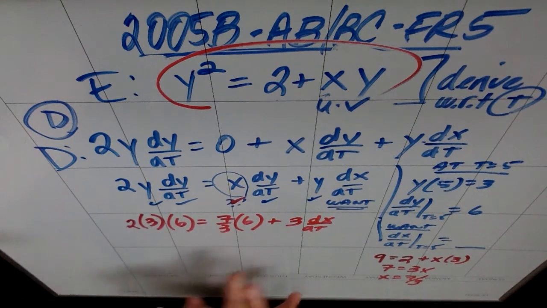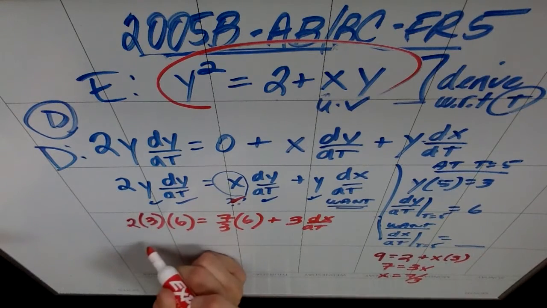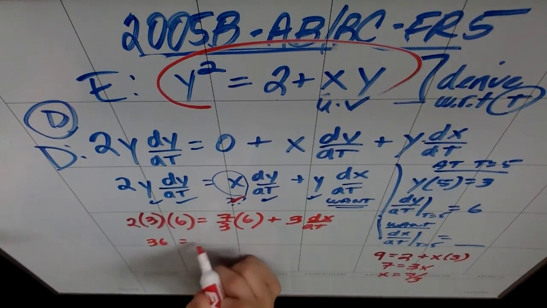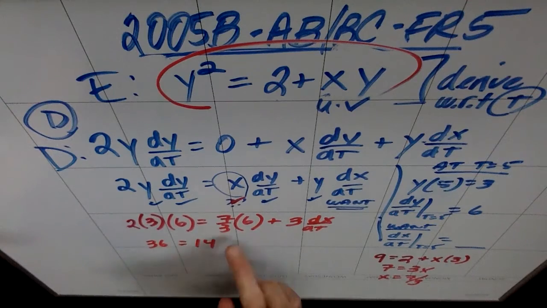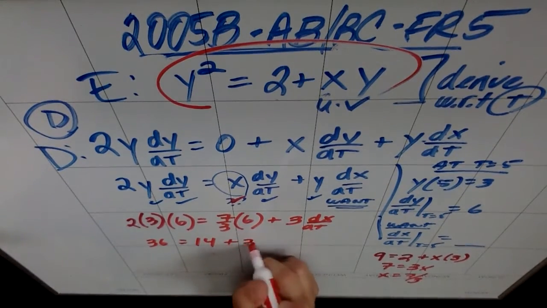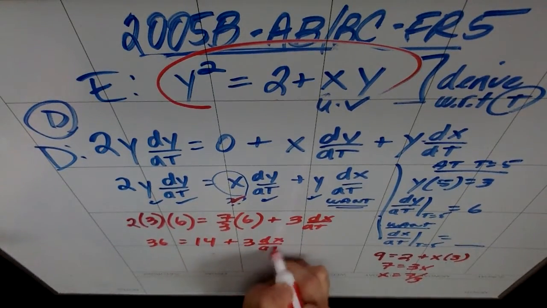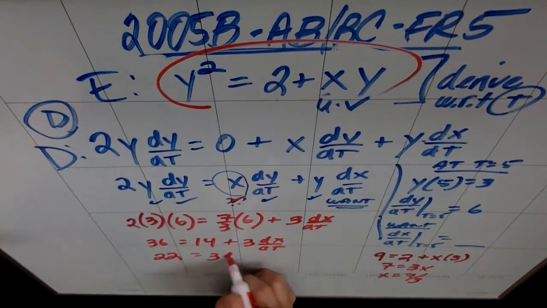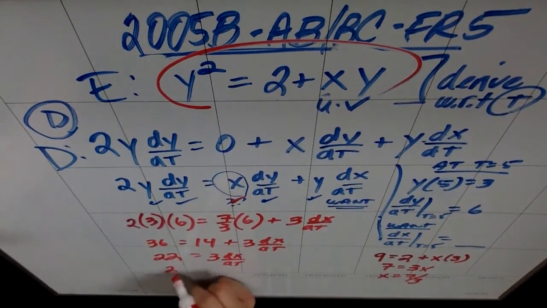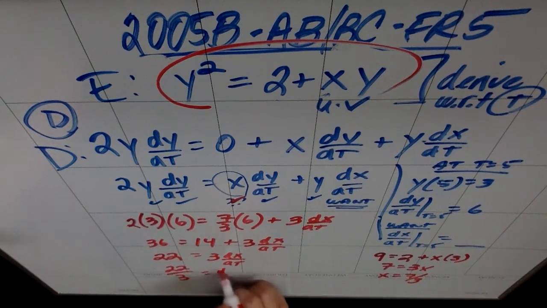So what I'm going to get is that this is a 36, right? Equals 42 divided by 3. Why is my brain broken? Sorry, it's a 14, because I'd cancel the 3 with the 6, plus 3 dx/dt. I subtract this guy over and get 22 equals 3 dx/dt. So I'm going to get 22/3 for my dx/dt.